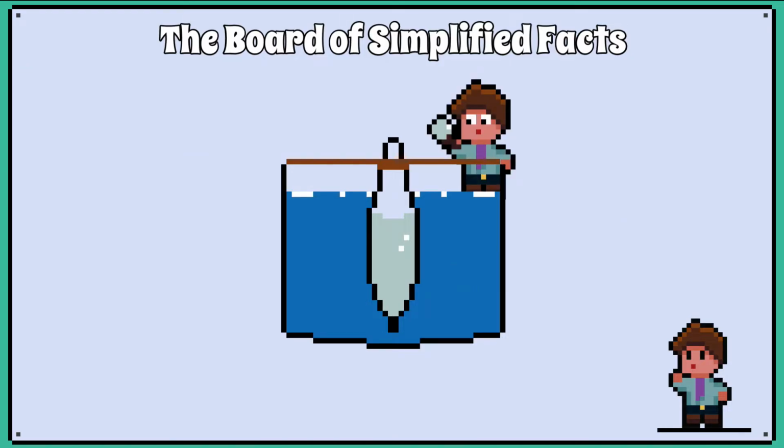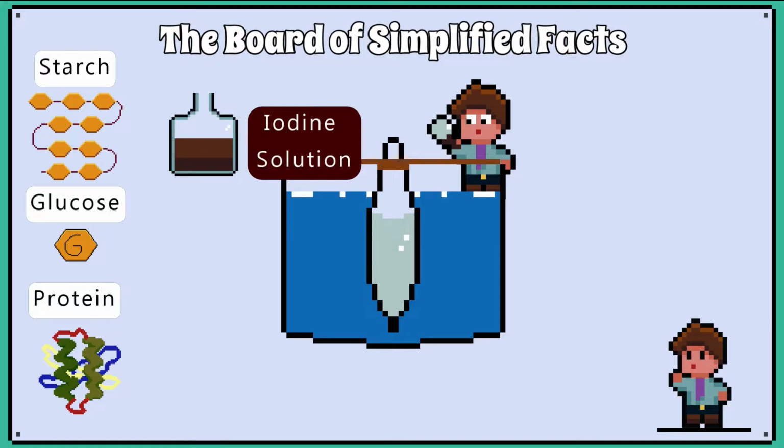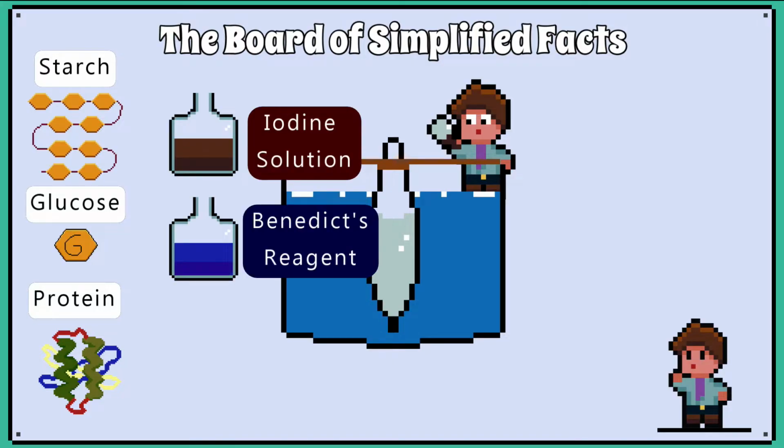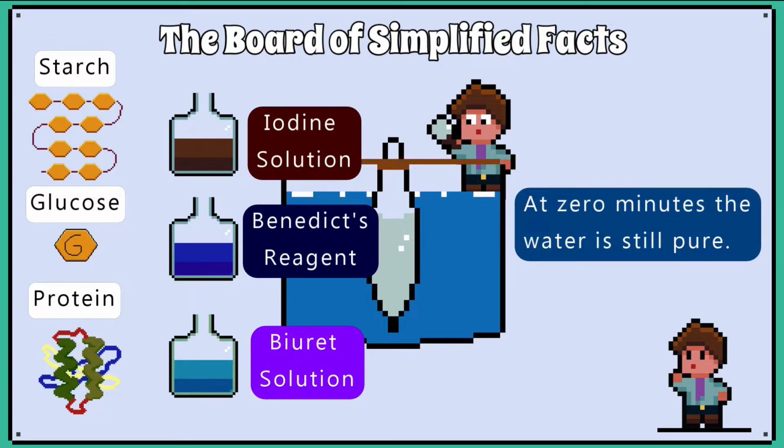We will test the water immediately for starch, glucose and protein using the food tests. Remember, we use iodine solution to test for starch, we use Benedict's reagent to test for glucose, and biuret solution to test for protein. All the tests should come up as negative, as there's been no time for anything to diffuse into the pure water yet.